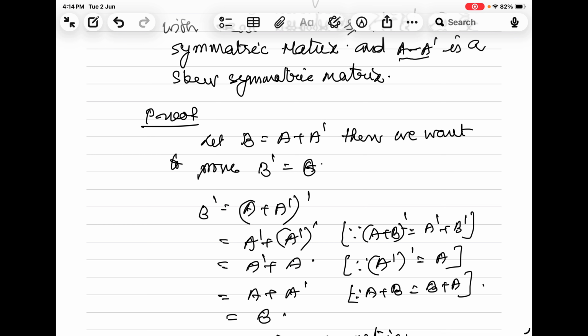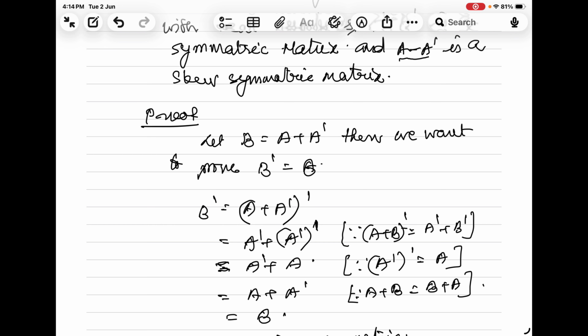So B transpose equal to (A plus A transpose) whole transpose. That's equal to A transpose plus (A transpose) whole transpose, since (A plus B) whole transpose equals A transpose plus B transpose. Therefore, here A transpose plus (A transpose) whole transpose. That's equal to A transpose plus, another result, (A transpose) whole transpose equal to A.